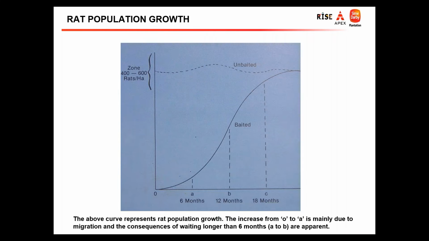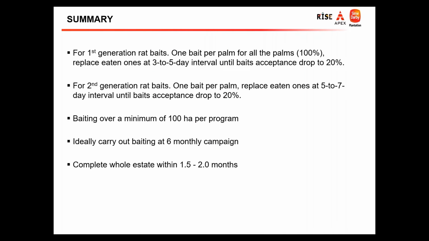This slide shows the rat population growth. It indicates the best time to do rat baiting is 6 months. Consequences of waiting longer, like 12 months or 18 months, then you're dealing with a higher rat population, so it's difficult to manage. Okay, this is based on the 70s, 80s period. So probably now the population and the species are different, so it might be even shorter, to 4 months, 5 months.